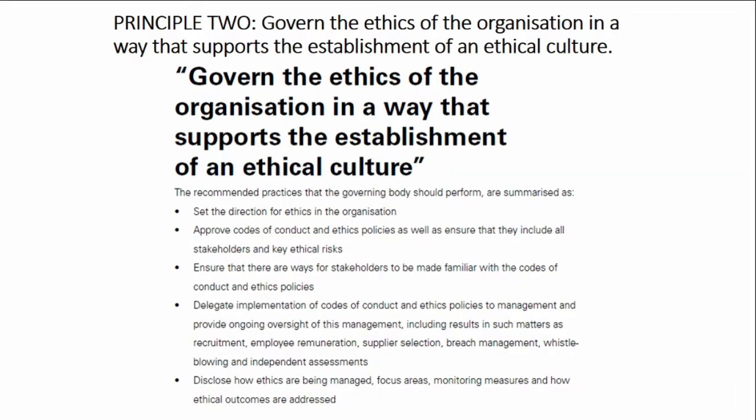This slide just summarizes in words what we have already spoken about, where we talk about how entities need to delegate to management to ensure that codes of conduct are being applied and implemented, and how disclosure needs to happen.